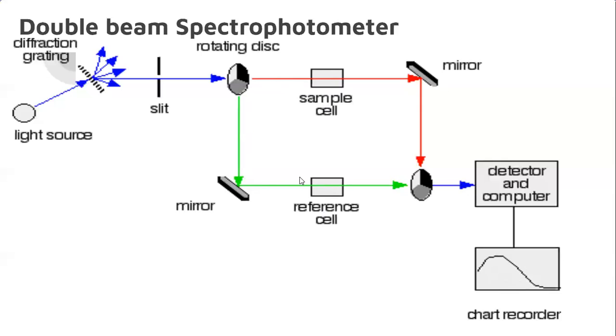When the light passes through the reference cell, no light is absorbed. Here the sample, that means the analyte, will absorb some light and transmit the remaining light. That light falls on a mirror, and then on another rotating disk. Thereby it is sent into the amplifier, followed by the photoelectric cell and then the detector. The amplifier amplifies the intensity of both lights.